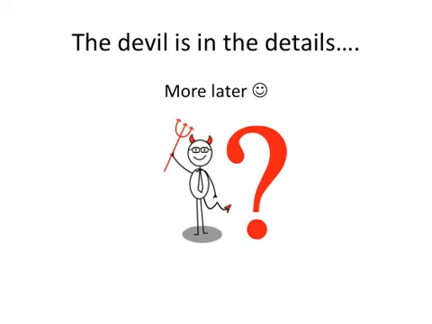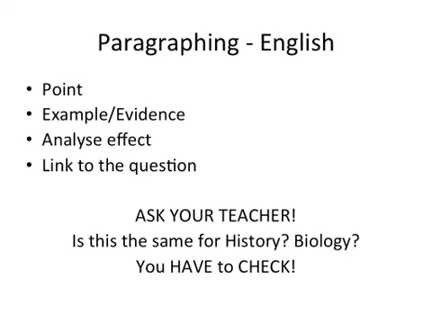For example, for an English essay paragraph, you're going to need to include a main point. You're going to need to include examples and evidence, and these are going to have to come from the text, aren't they? You're going to need to think about the effect that those examples have on the reader and on the text, and you're going to link it back to the question. So this is how you would build a paragraph for English.